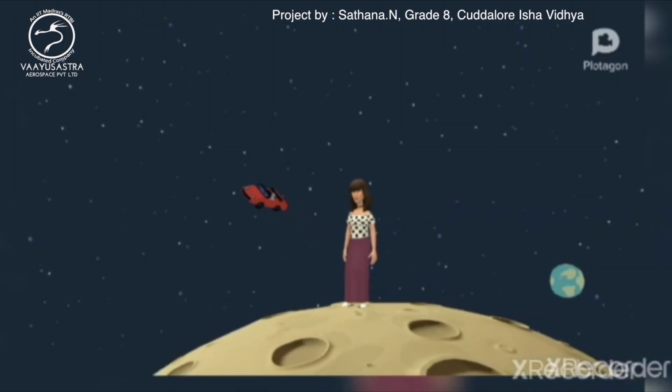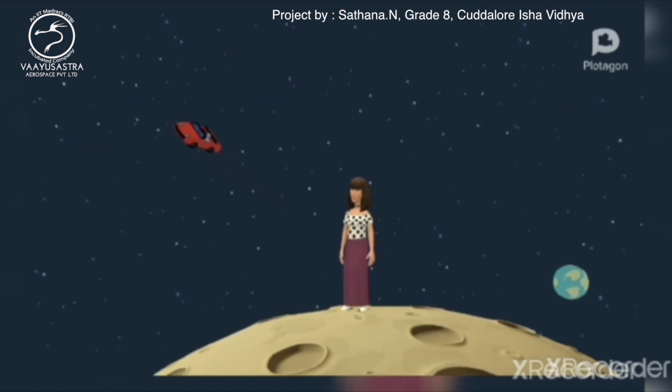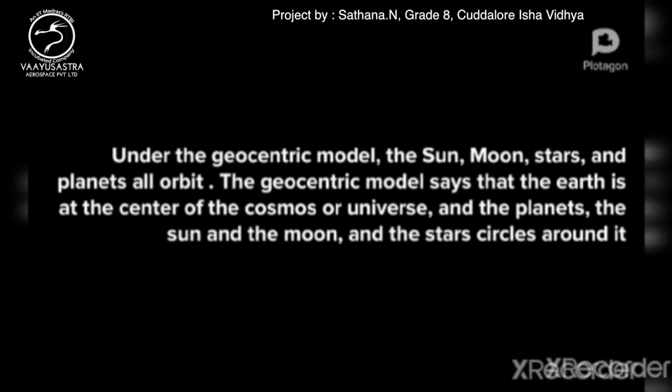Next, we are going to see about geocentric theory and heliocentric theory. Under the geocentric model, the sun, moon, stars, and planets all orbit. The geocentric model says that the Earth is at the center of the cosmos or universe, and the planets, the sun and the moon, and the stars circle around it.